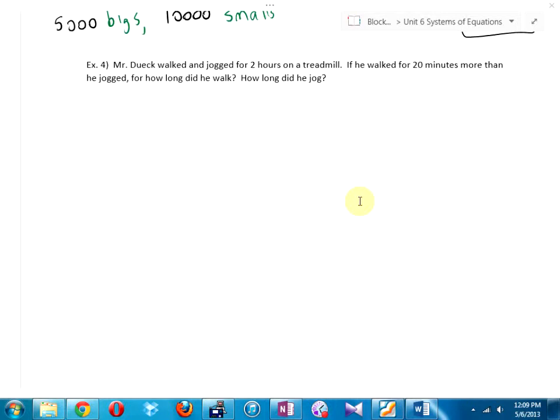I made this question up, and again, it's a stupid question in that, Amber, wouldn't Mr. Dueck actually know these answers? Yes, he would. What I'm trying to do is model a way that you can use a system to solve for some unknowns. Amy, what are we being asked to find? For how long he walked and jogged. 2 things? Yeah. How many variables? How many equations? Okay. What do you want to use for the variables?